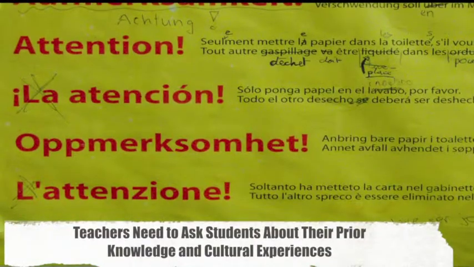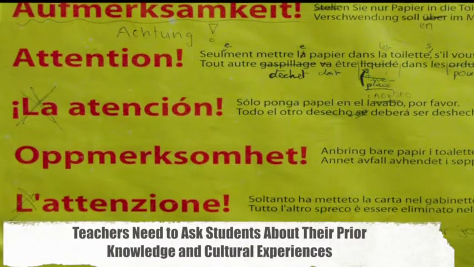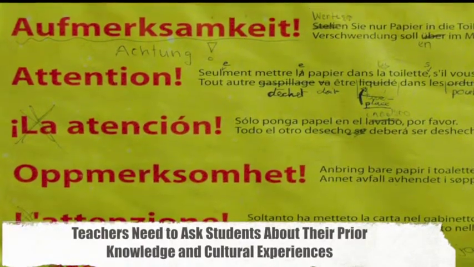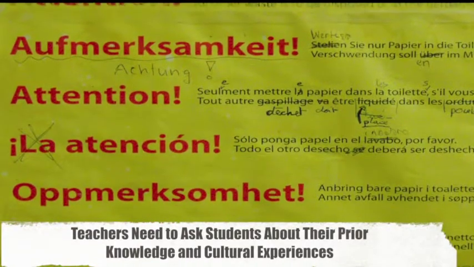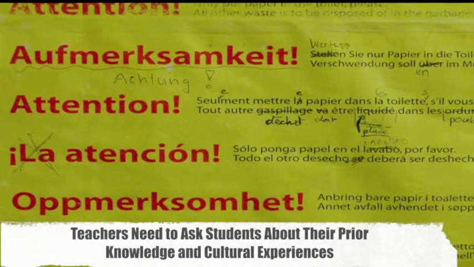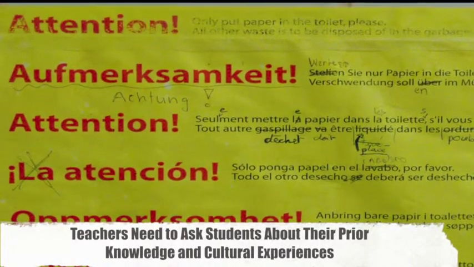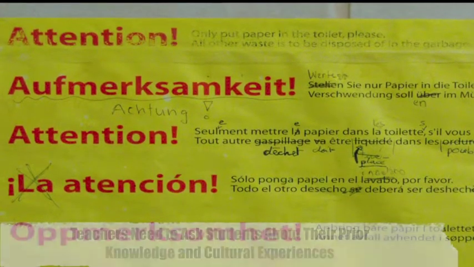Conversely, the prior knowledge of English speakers may impede learning French. Take adjective placement as an example. In the English language, adjectives precede the noun, whereas in French they usually follow it. These examples demonstrate that it is important for teachers to ask students about their prior knowledge and cultural experiences and discuss how they may impact their current learning and understanding.